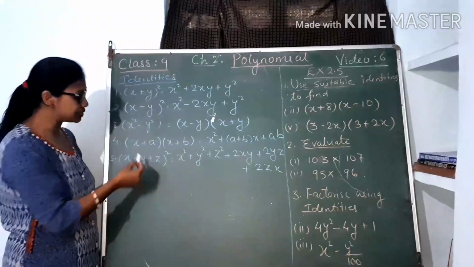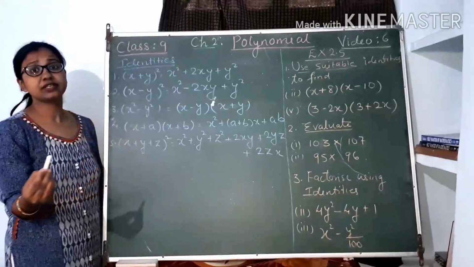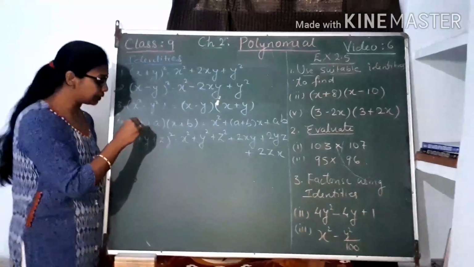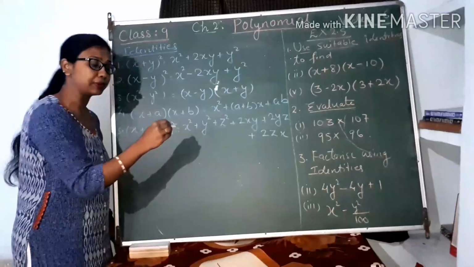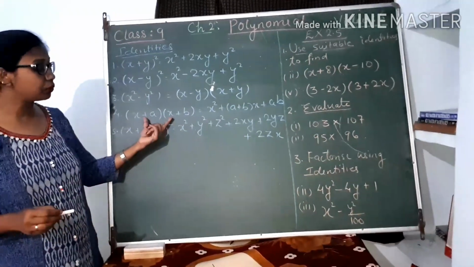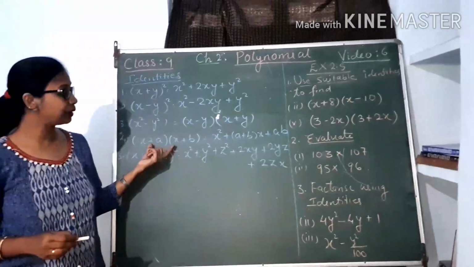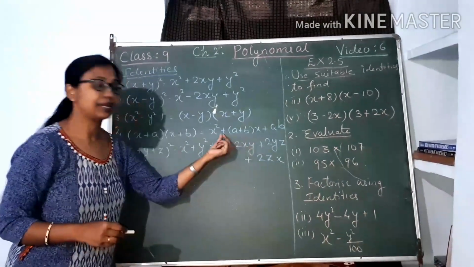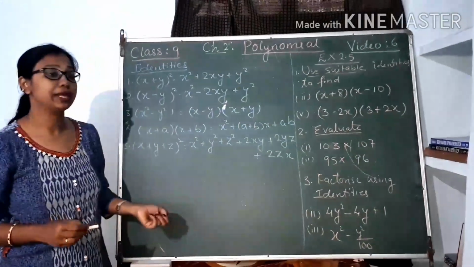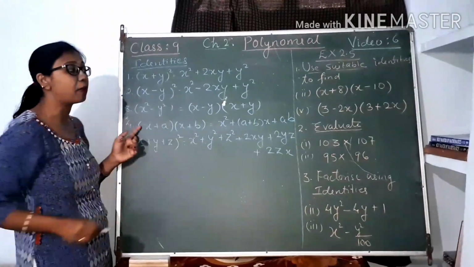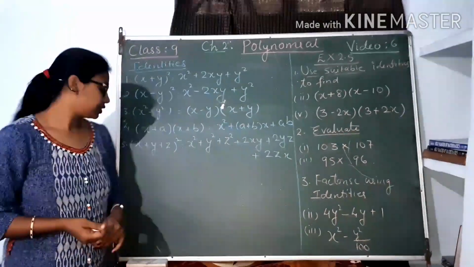Many of the times for the fourth one we normally have seen that many students multiply the first term by both and then the second term by both. But you can directly use this for solving the product of two binomial terms by applying this identity: x square plus (a plus b) x plus a into b. This concept is very important when we do the factorization.